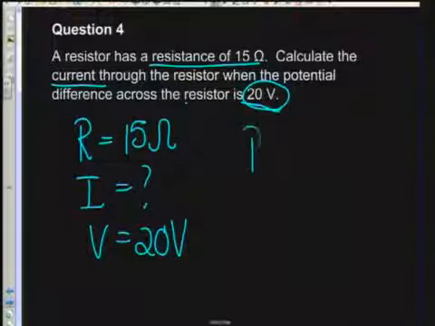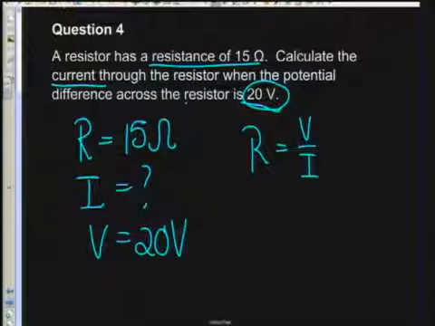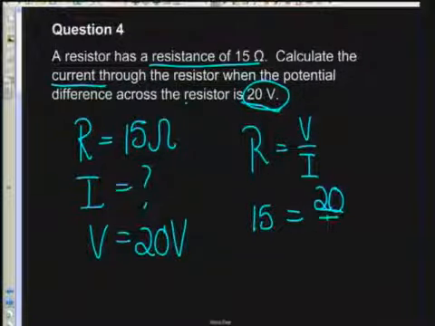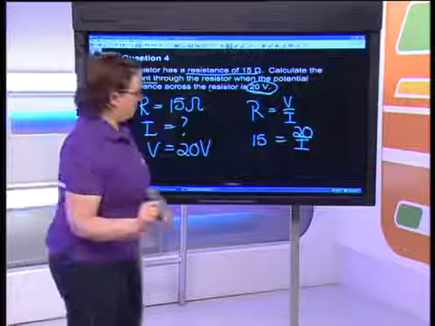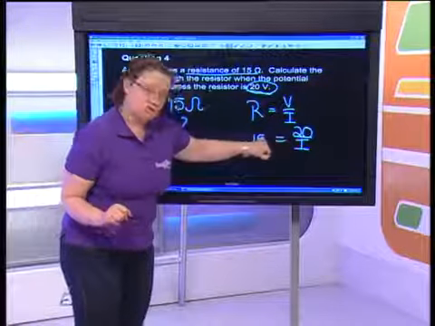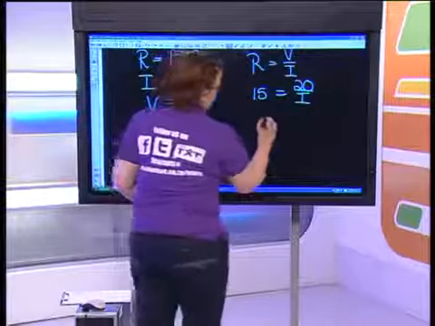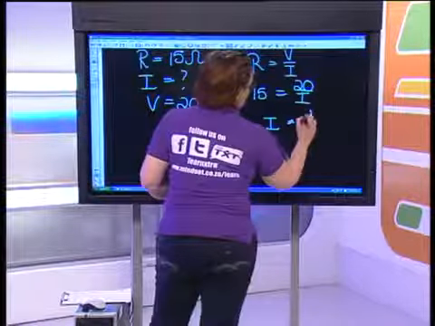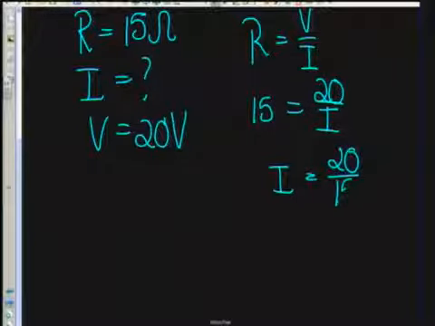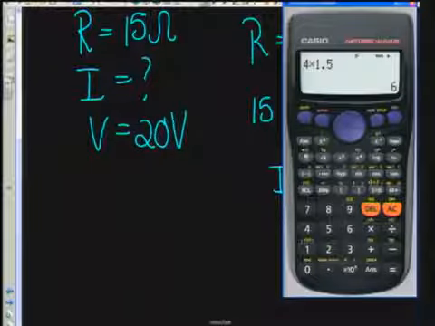Let's see. R equals V over I. We start with the equation. Okay, so we get 15 equals 20 divided by I. Now this one's slightly different than the voltage, because the 15 and the 20 are going to swap places, because I is at the bottom of a fraction. So I is 20 divided by 15, and this is actually a very typical type of answer.